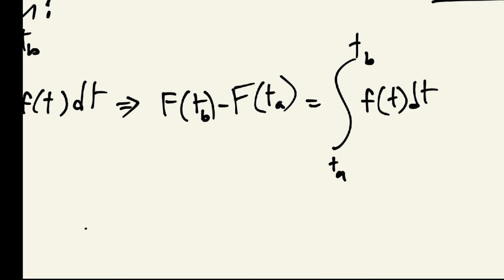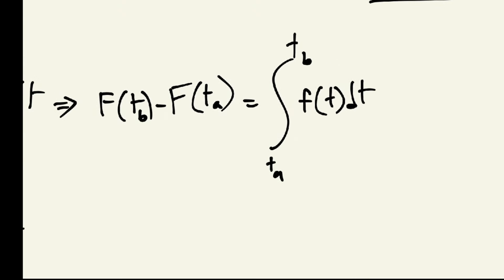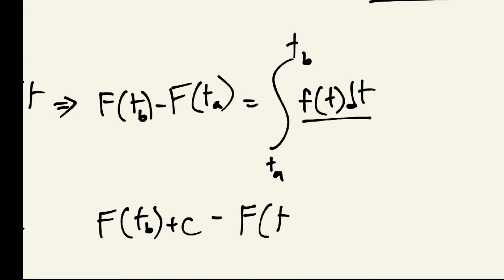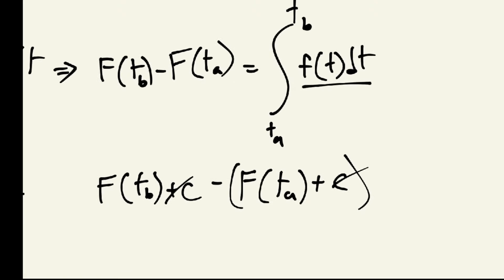So what we're doing when we do definite integration is we're taking f of t dt and turning it into its antiderivative, big F. Then we put the b inside, so F of t sub b, plus c. That's our plus c. And then we do it for this one, minus big F of t sub a plus c. And so the c's cancel, and we're just left with this value.